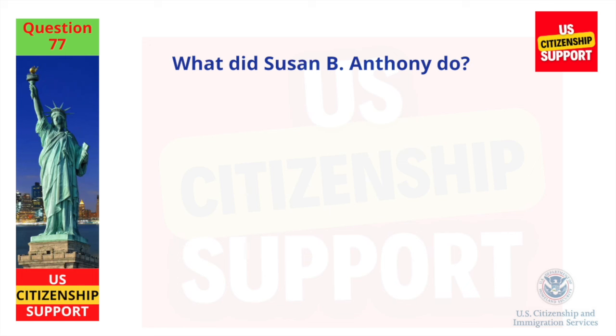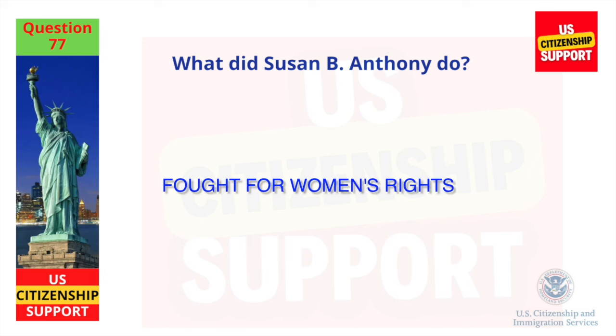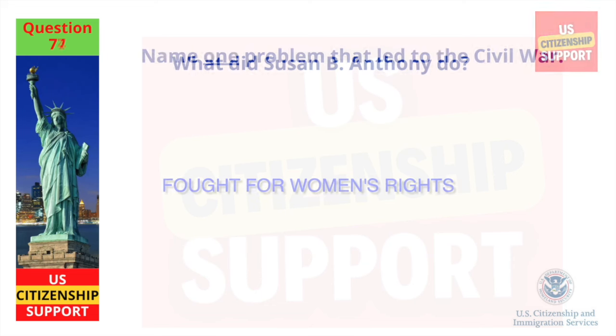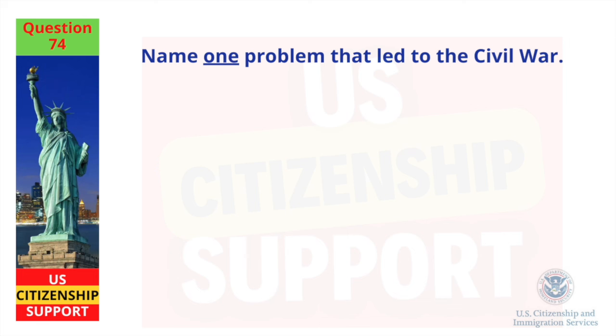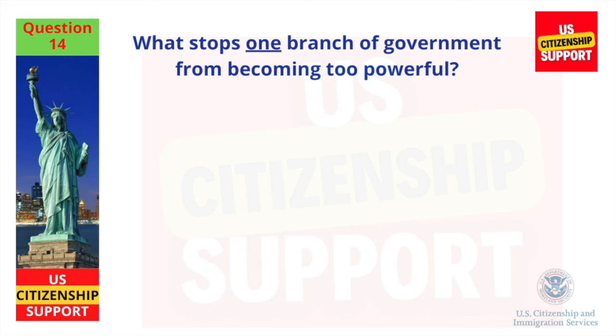What did Susan B. Anthony do? Fought for women's rights. Name one problem that led to the Civil War. Slavery. What stops one branch of government from becoming too powerful? Checks and balances.